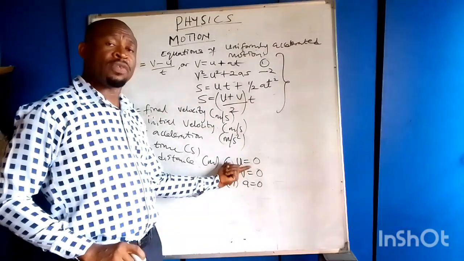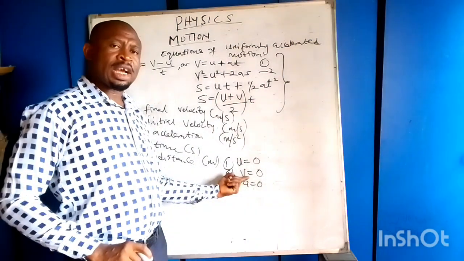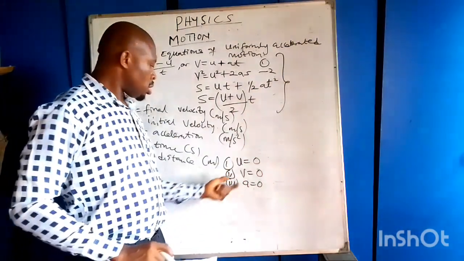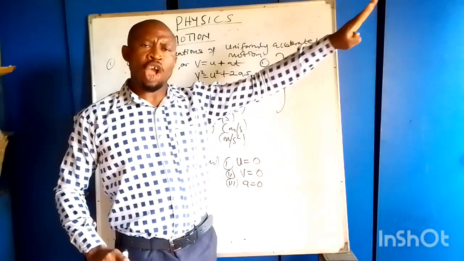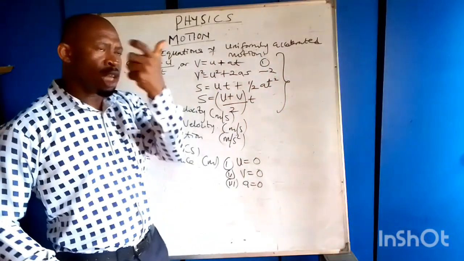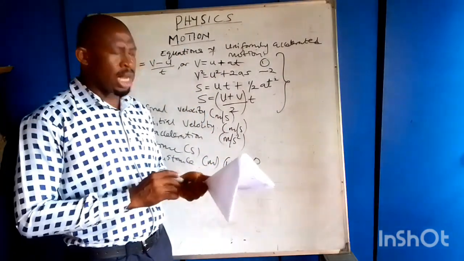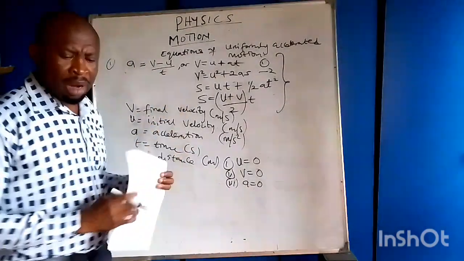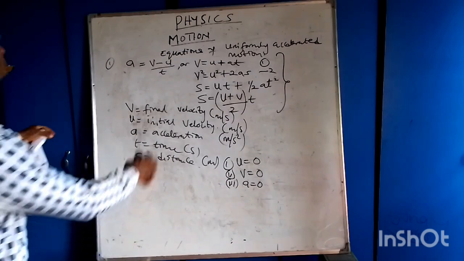Let us repeat what we have just said. If a body starts moving from rest, u is 0. If a body comes to rest, the final velocity becomes 0. If a body is moving at a constant speed without changing the velocity, acceleration becomes 0. Now let us take some calculations to be able to understand this problem.